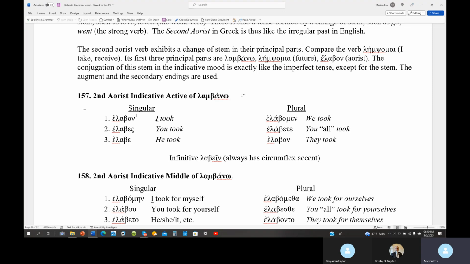Mine could go with the middle voice, to receive for yourself, but I think it makes more sense to go with active and middle and to receive. The lexicons will give a gloss, and a gloss is basically just a fill-in word that you can replace that word with. That's its basic meaning. And the gloss will be to take or receive.